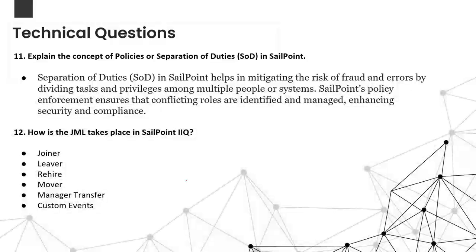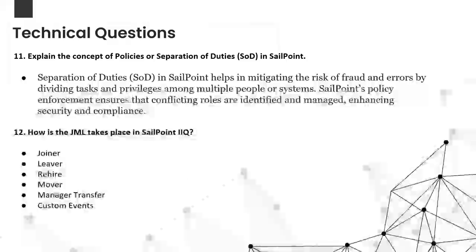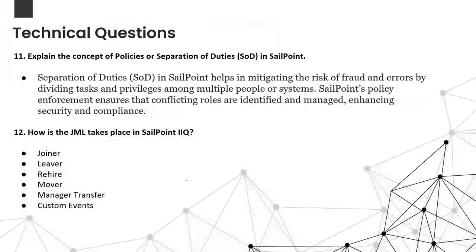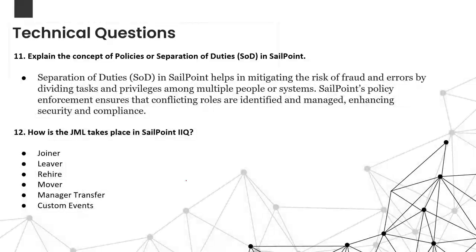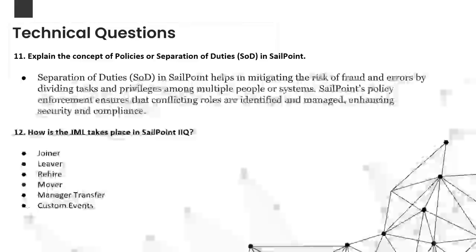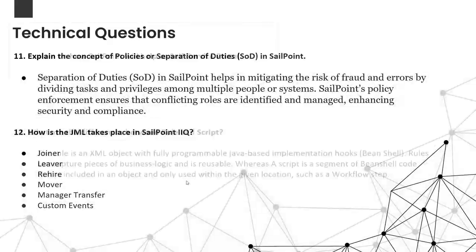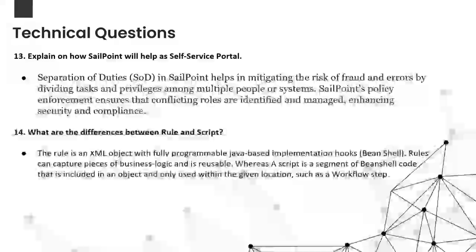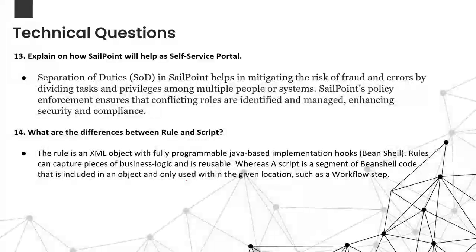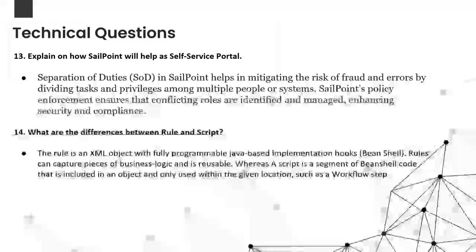Next we have the JML, how the JML takes place inside SailPoint. They could ask you about the joiner, leaver, mover, rehire process, and manager transfer process. As I was telling you earlier, a joiner process can be triggered with the help of a joining date, or it could be an attribute. They would also expect you to know how self-service takes place inside SailPoint. The self-service portal means the user granting access to himself.